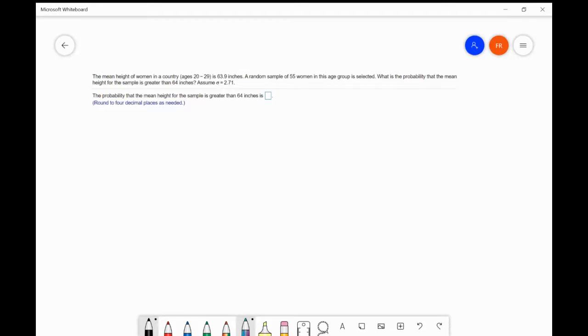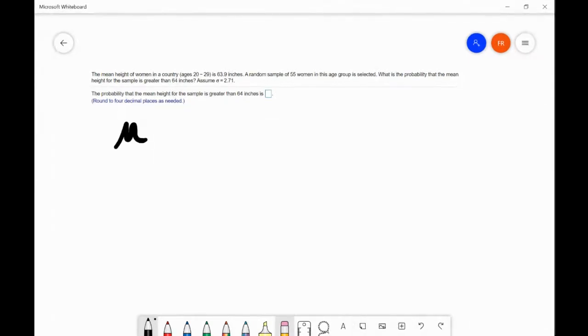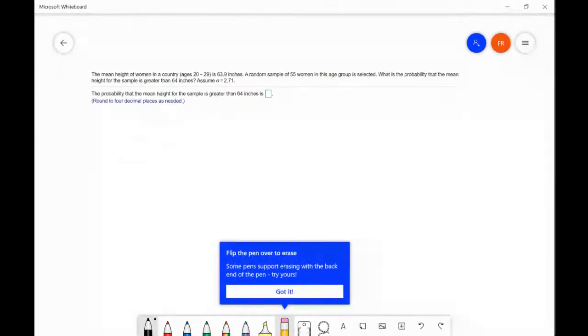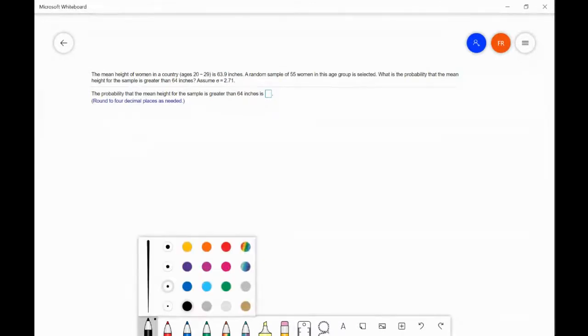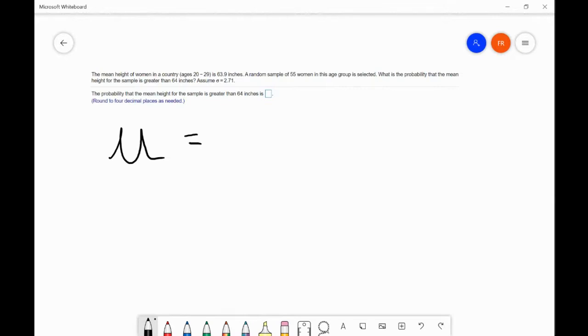It says the mean height of women in a country ages 20 to 29 is 63.9 inches. So the first thing I'm going to do here is write 63.9. Mu is 63.9. A sample of 55 women. That's telling me that my n is 55.